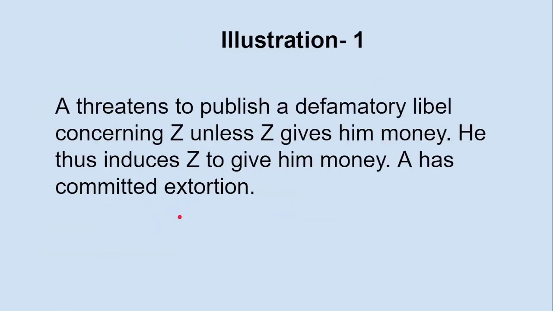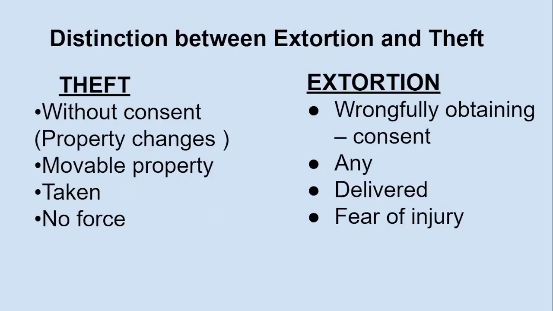Okay, we have given the explanation of extortion. Now, distinction between theft and extortion. In theft, there is no consent. In extortion, there is wrongful obtaining of consent. Theft is of movable property; extortion, whether movable or immovable, doesn't matter. In theft, it is taken, but in extortion, it is delivered. In theft there is no force, but in extortion there is a fear of injury. There are 4 points of distinction between theft and extortion. Just write them down in tabular form.